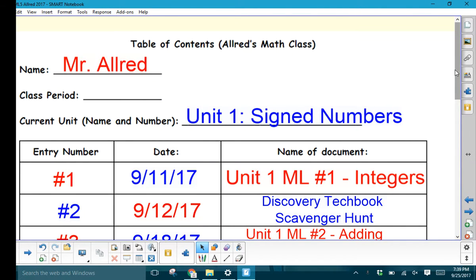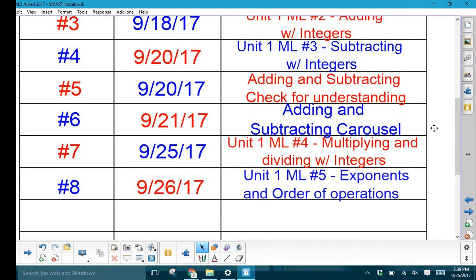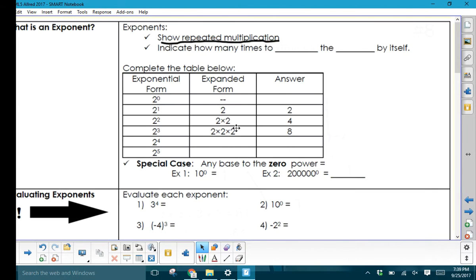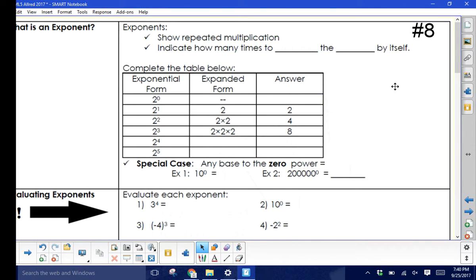I want to make note that today's entry is your 8th entry in the table of contents. It's Unit 1, mini lesson number 5 on exponents and order of operations. Okay? Entry number 8, September 26, 2017. Here it is. First thing you're going to want to do is put a number 8 there in the top right-hand corner of your notes, and then get ready to get started.